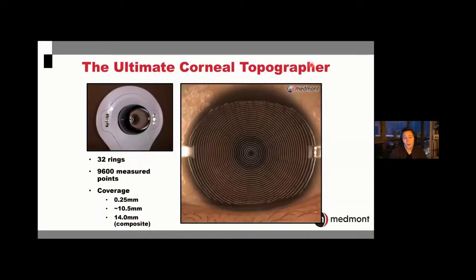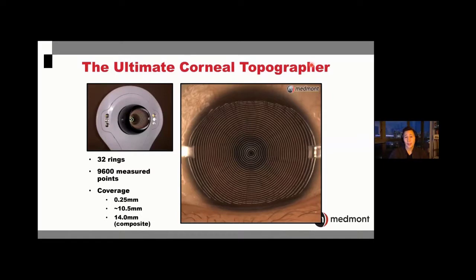Now, those of you who have had a medmont, you know that it's a 32-ring Placido topographer. It stretches those rings to the far periphery of the cornea, and that's one of the advantages of a small cone instrument. You're able to shorten the focal distance and push that ring reflection to the far periphery of the cornea. In other words, we get a large surface area of capture. That's one of the benefits.